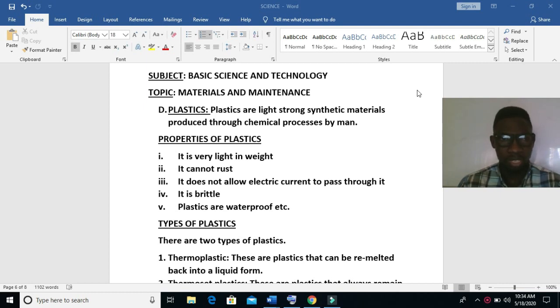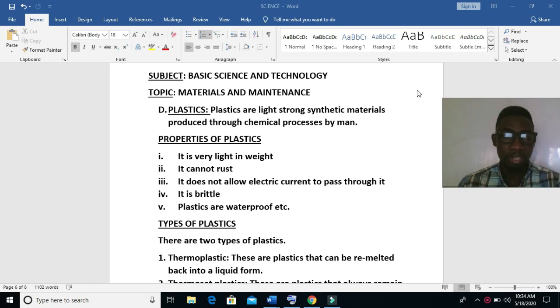Last week we started learning about materials, and we said the topic is materials and maintenance. So we were able to start with 3 of the materials last week. Like I told us, we have 5 basic materials around us. So we were able to consider 3 last week. We'll be looking at the last 2 today, and the meaning of maintenance and the importance of maintenance of materials.